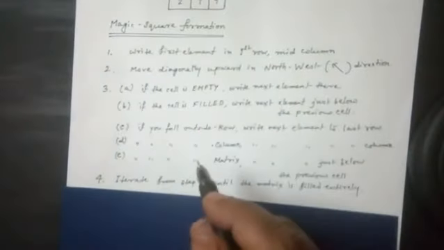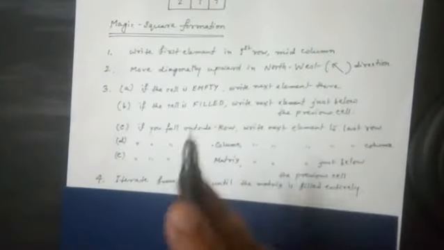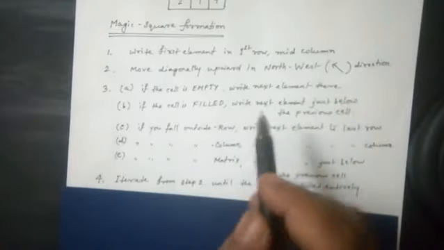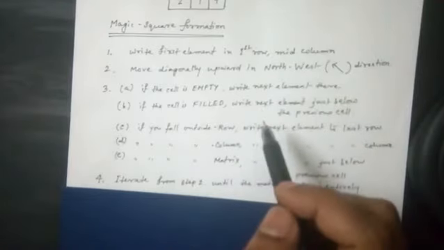Now this is the magic square formation algorithm, but before learning the algorithm, it would be better if we can trace the algorithm and at the same time we learn the algorithm. Now let us try to form a magic square according to this algorithm.